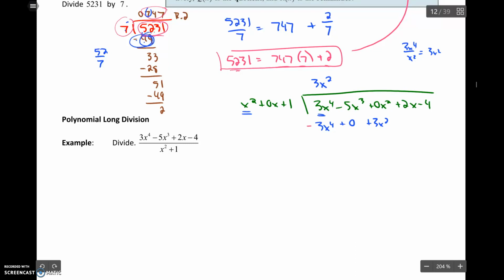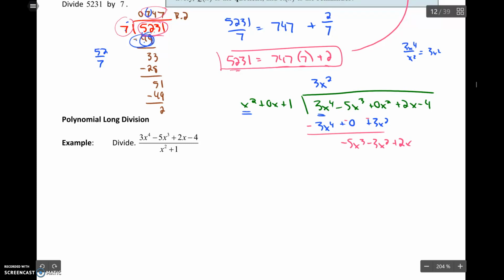So I'm going to change all the signs and I'm going to add them. 0, negative 5x to the 3rd, negative 3x squared. Bring down the next number, bring down the 3, bring down the next term, and then we repeat that process again.